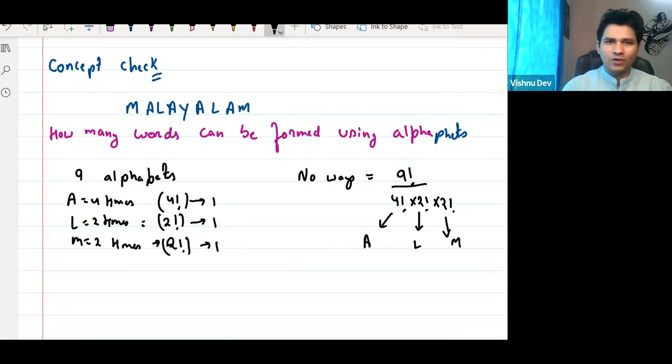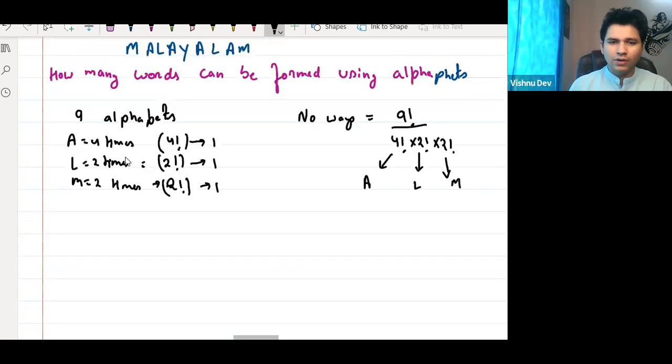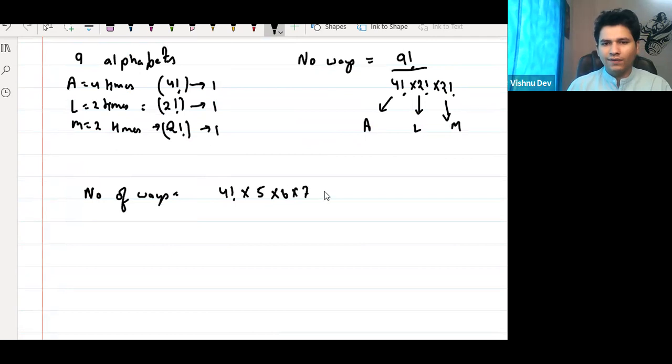Now, a simple example, another concept check. Now this is one that I helped you how to solve it, right? Easy. So we know the number of ways. What is 9 factorial? 9 factorial is 4 factorial into 5 into 6 into 7 into 8 into 9. Yes or no? Tell me. 9 factorial is this.